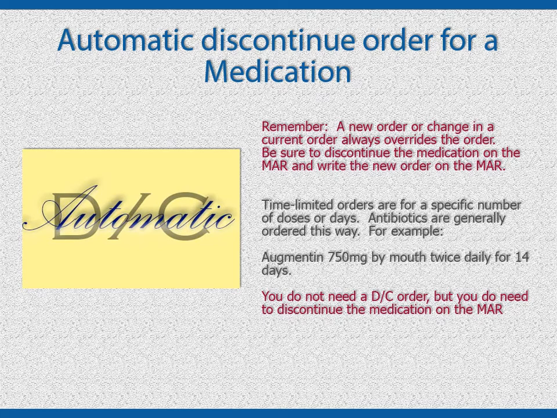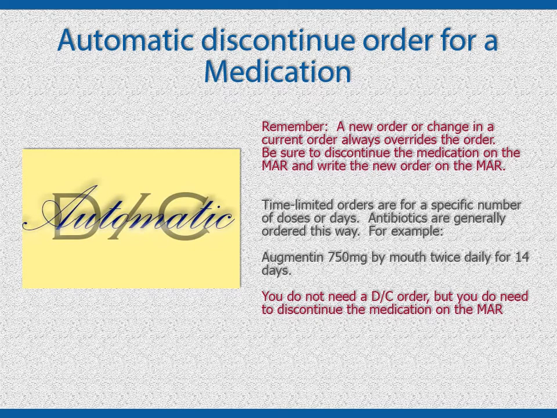First, a new order or change in a current order always overrides the order you have on the MAR. Second, a time-limited order is for a specific number of doses or days. Antibiotics are generally ordered this way. An example is Augmentin 750 milligrams by mouth twice daily for 14 days.